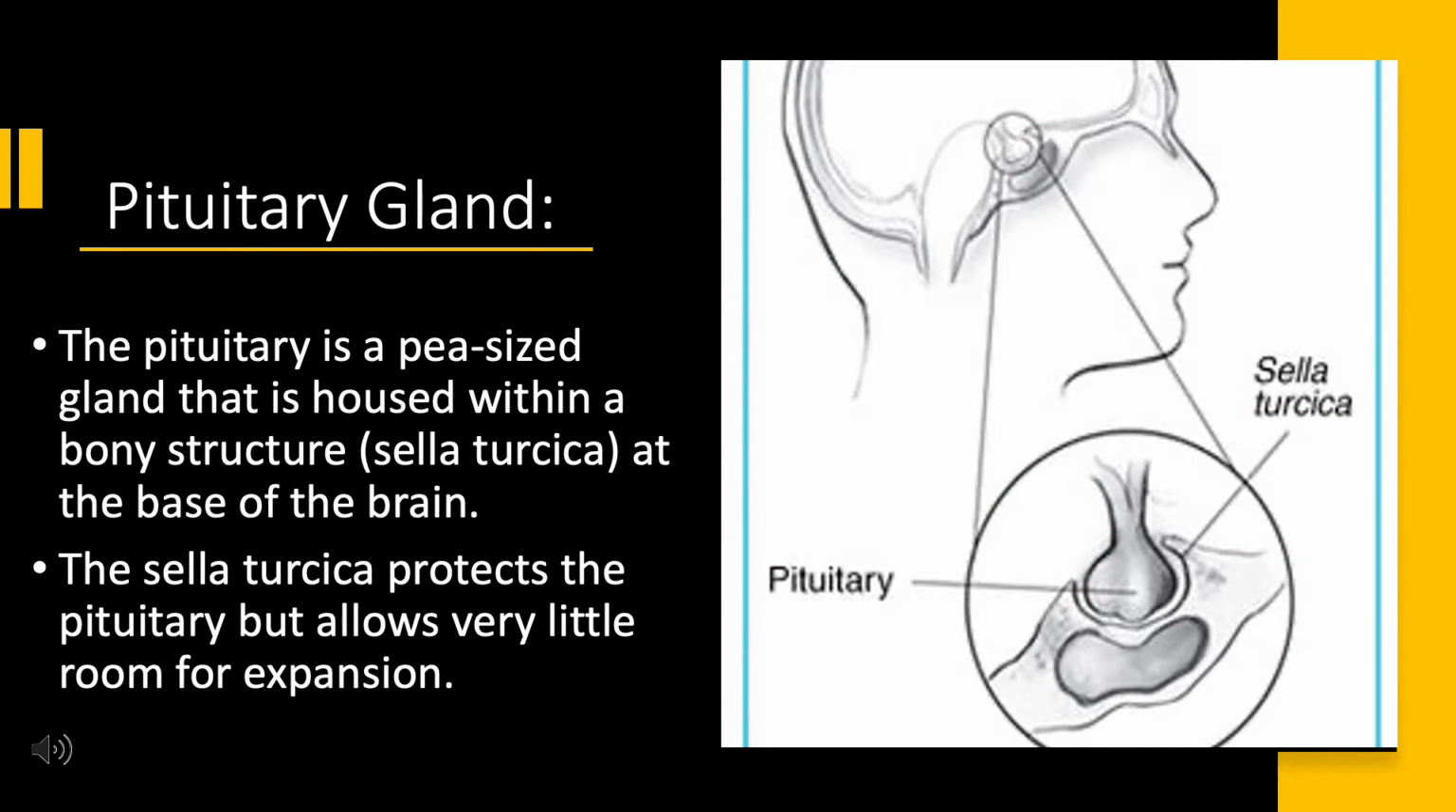The pituitary is a pea-sized gland that is housed within a bony structure, the sella turcica, at the base of the brain. The sella turcica protects the pituitary but allows very little room for expansion, as shown in the diagram.